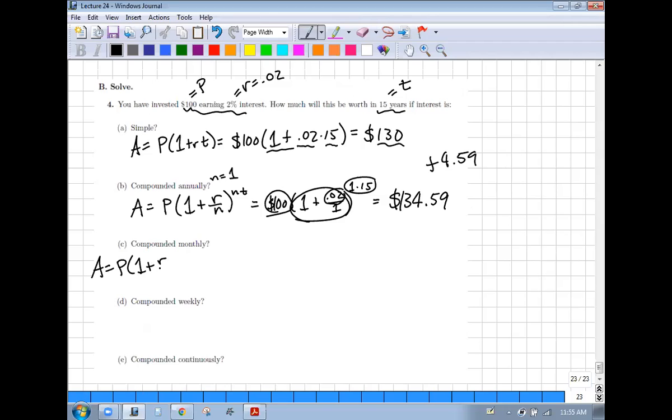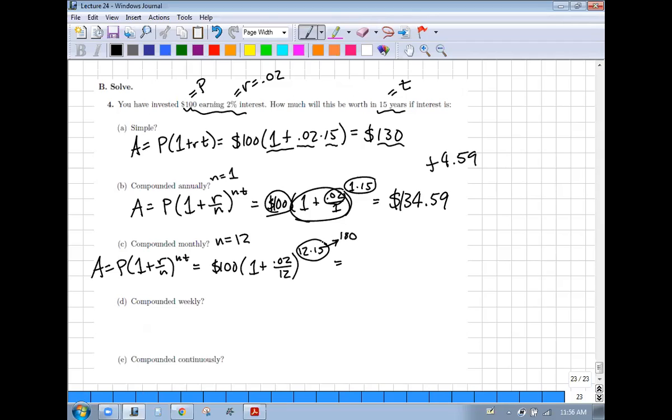A equals P times 1 plus r over n to the nt. Monthly means n is 12. So we got 100 bucks. 1 plus the interest rate, but we're doing it 12 times a year, so we'd only do 1/12 of our interest rate. So we have 12 times a year times 15 years. Okay, so if I'm plugging this into my calculator, I kind of want to know what this number is ahead of time. 12 times 15, that's 180, okay?